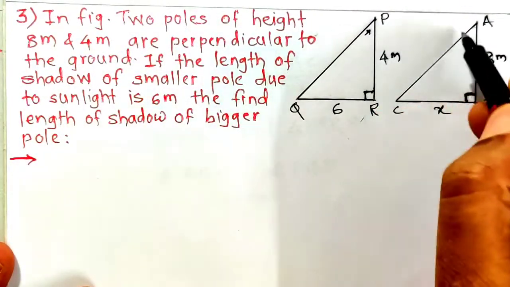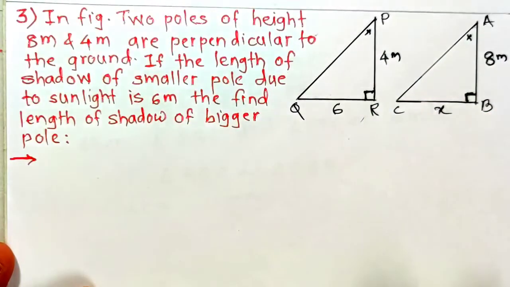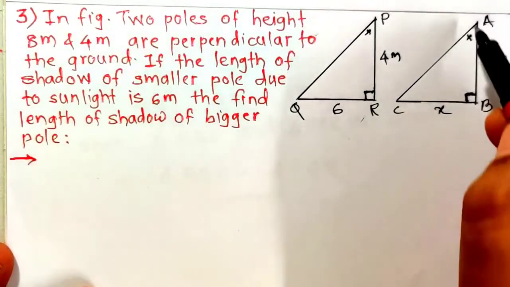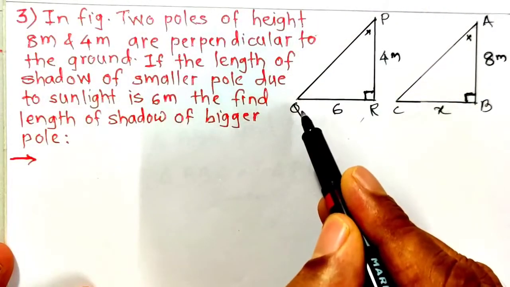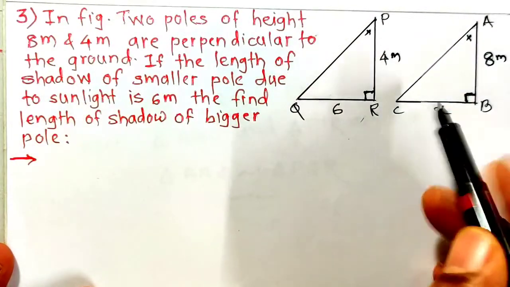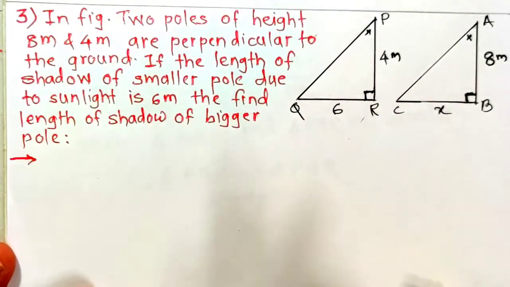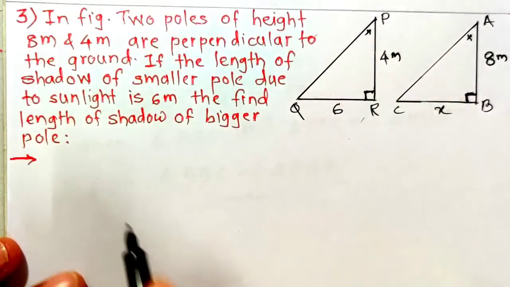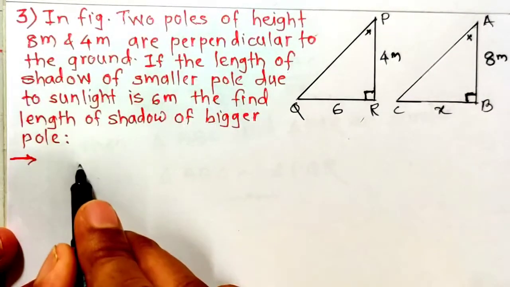Therefore, these are parallel to each other and these are their transversal. Therefore, these angles are also congruent. This is the pair of corresponding angles. Why? Because sun rays are also parallel to each other. Sun rays are parallel and these are again parallel. PR and AB are parallel. Therefore, this A and P become corresponding angles. Now, how to write our answer?